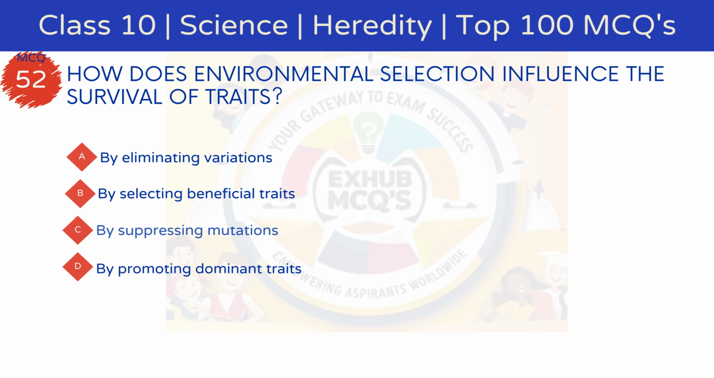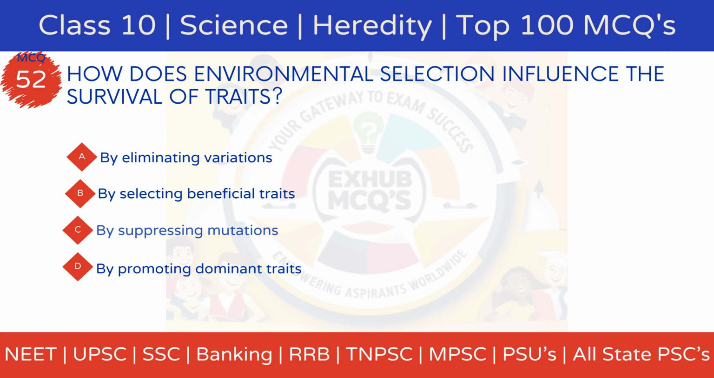MCQ 52. How does environmental selection influence the survival of traits? Option A, by eliminating variations. Option B, by selecting beneficial traits. Option C, by suppressing mutations. Option D, by promoting dominant traits.